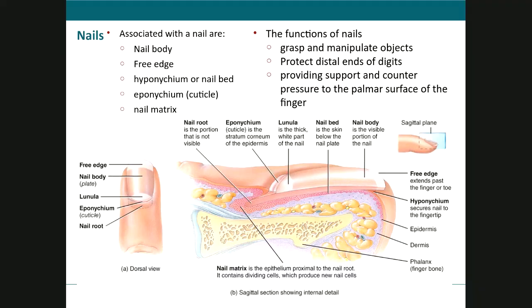So let's talk about nails. So the nails are also an accessory structure. When we look at the nail, we can see the nail body, the free edge, the cuticle in this region, and the nail bed and the nail root. The free edge is not sensitive, so we can cut our nails without any pain. But if we lift this up, this region where the nail bed is protecting is very sensitive.